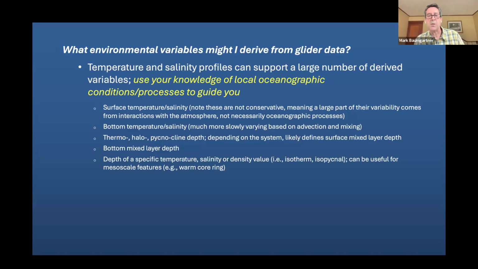I've certainly, in my experience, used those to look at mesoscale features. So if you're off the coast of California, for instance, doing transects, the depth of a particular isotherm, maybe the 10-degree isotherm, can tell you a lot about whether you're in or out of a cold core eddy.